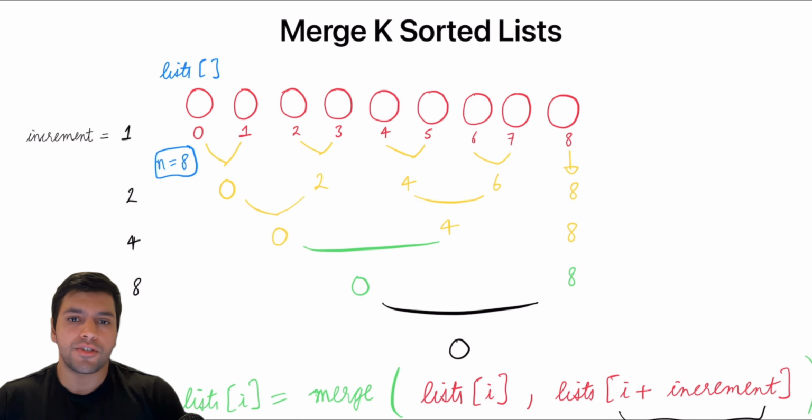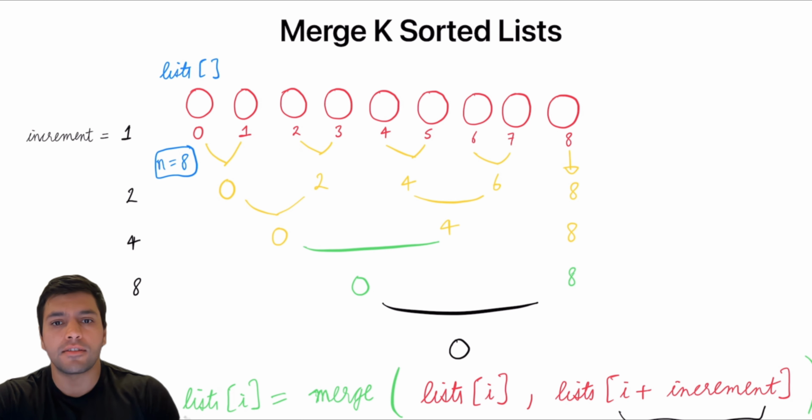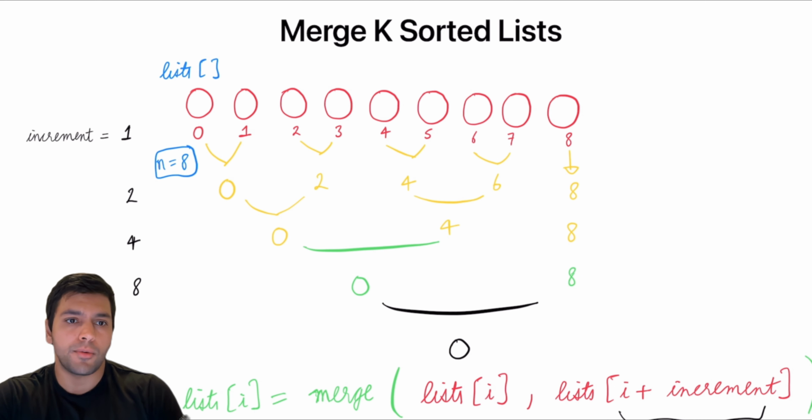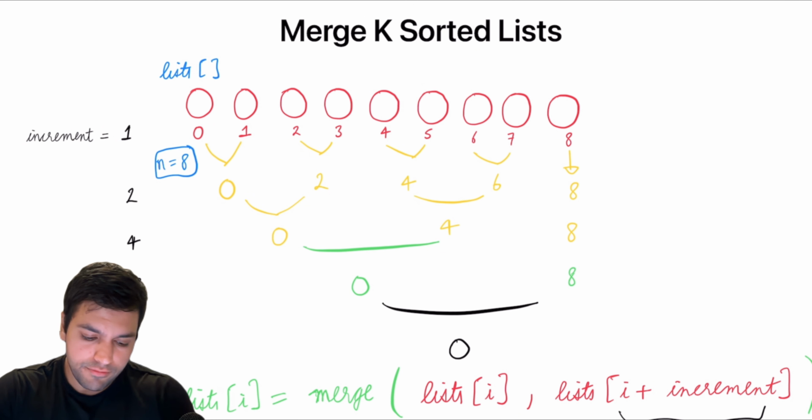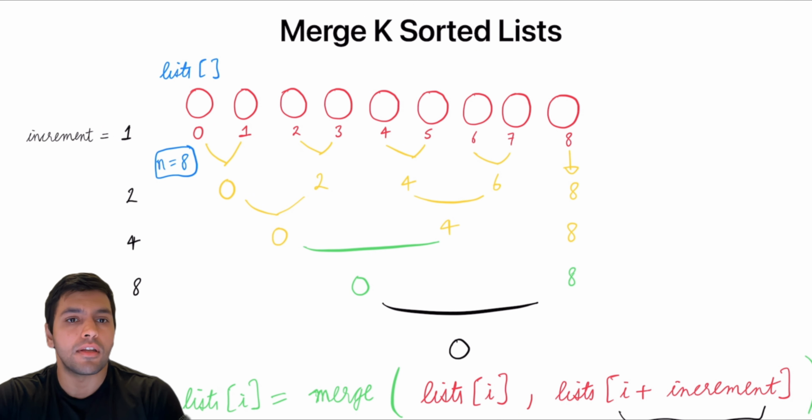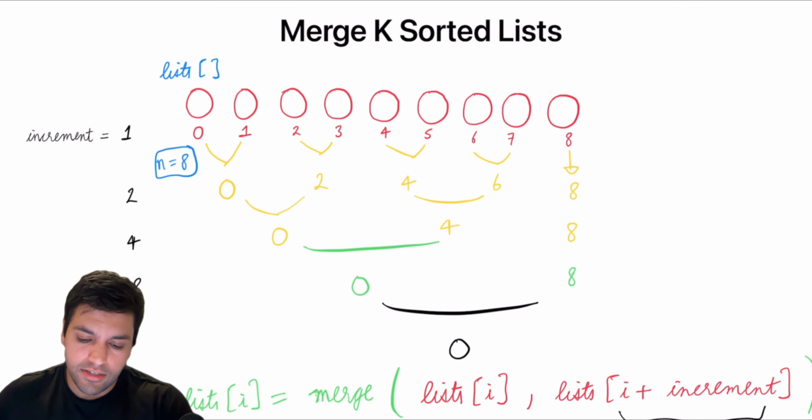Today we'll be solving the question of merging k sorted linked lists. So here we are given the question, and we have k linked lists. Each linked list is sorted in ascending order, and we have to merge all the linked lists into one sorted linked list and return it.